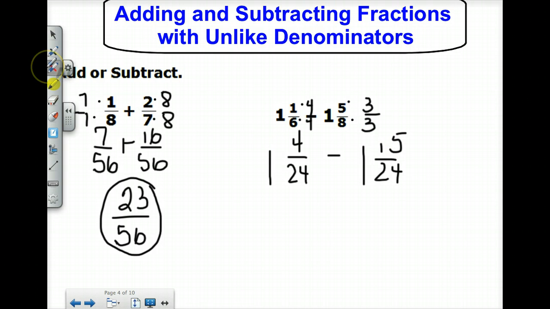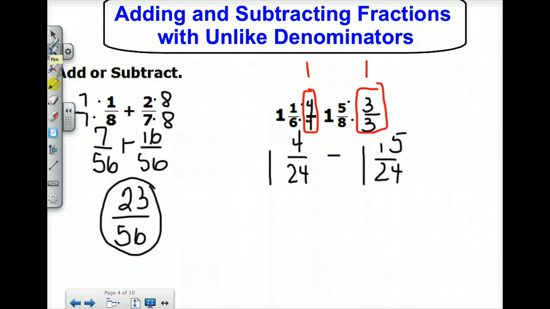For example, my 3 over 3, what is that equal to? That's equal to 1. So am I really changing the value of 1 5/8? Not at all. Oh, look here, 4 over 4, what's that value? That is equal to 1. I'm not changing the value of my mixed number, I'm just making sure I have common denominators.